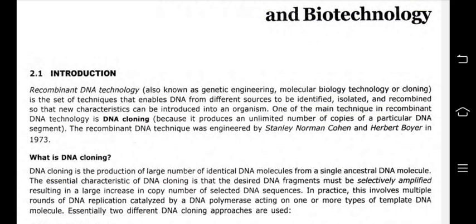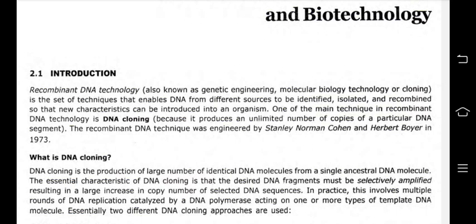One of the main techniques in recombinant DNA technology is DNA cloning because it produces an unlimited number of copies of a particular DNA segment. The recombinant DNA technique was engineered by Stanley Norman Cohen and Herbert Boyer in 1973. What is DNA cloning? DNA cloning is the production of a large number of identical DNA molecules from a single ancestral DNA molecule. The essential characteristic of DNA cloning is that the desired DNA fragments must be selectively amplified, resulting in a large increase in copy number of selected DNA sequences.